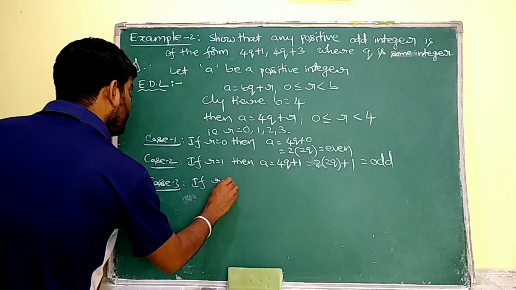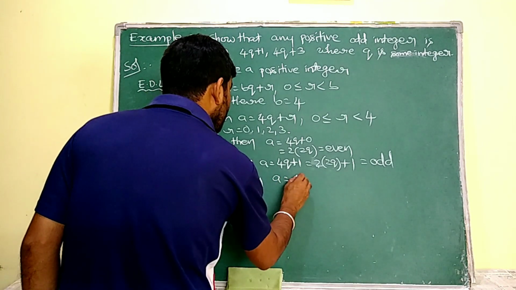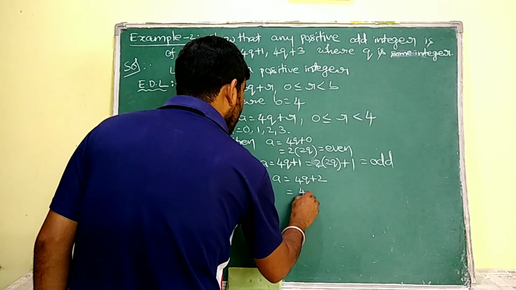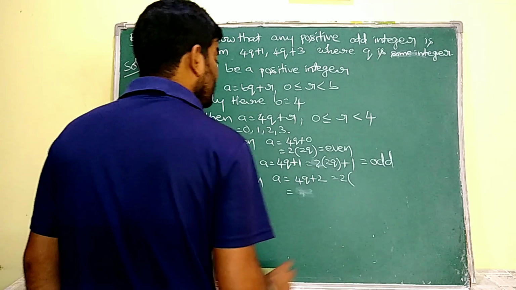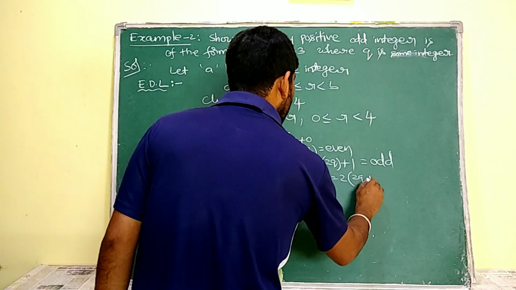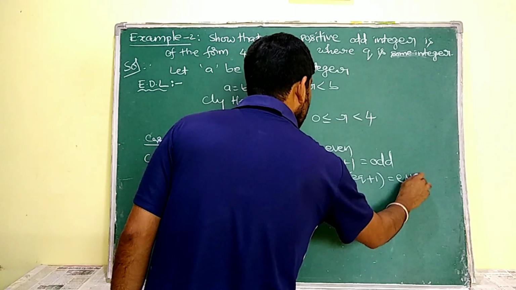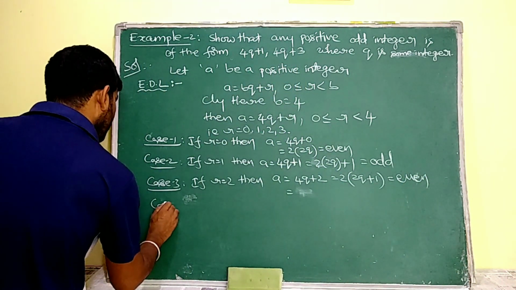If r is equal to 2, then a is equal to 4q plus 2. 4q plus 2 can be expressed, by taking 2 as common, as 2 into 2q plus 1. That is equal to even. Now, case 4.